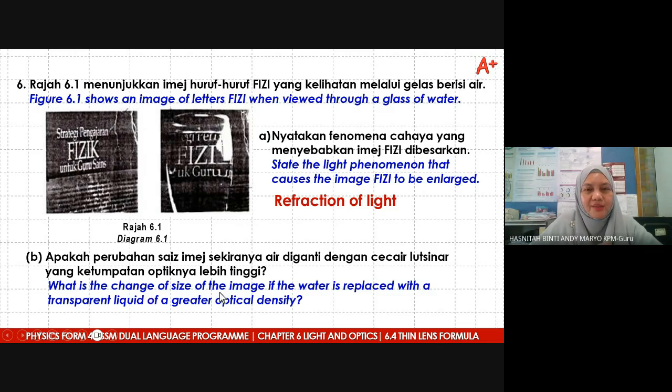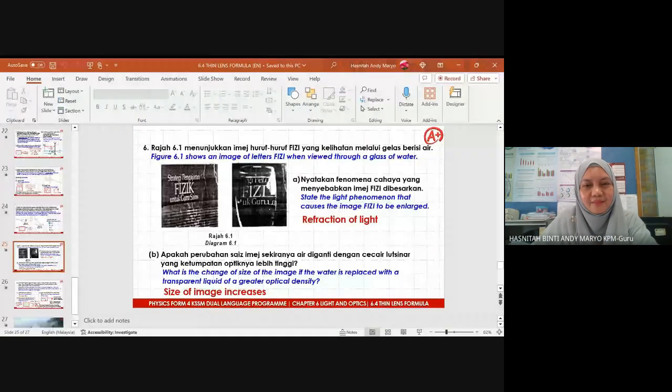What is the change of size of the image if the water is replaced with a transparent liquid of a greater optical density? What do you think will happen to the size of the image? Now we fill this glass with water and this is the size of the image that appears. Now we replace the water with a different liquid of greater optical density. So what do you expect to happen to the size? Will it be enlarged, will it be smaller than what we can see now, or no change in the size? What do you think? Any idea?